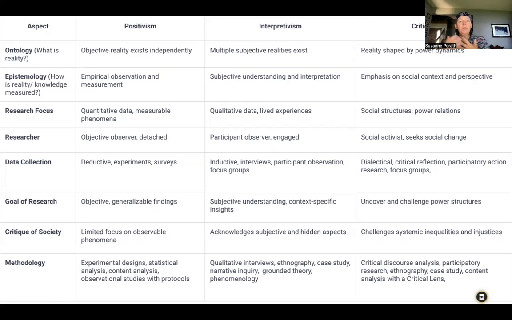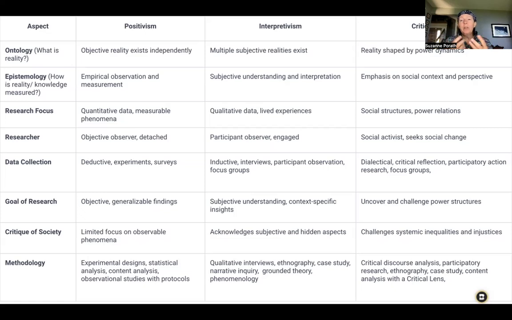Interpretivism says that it is subjective and it's being interpreted by the researcher. And so the reality of the participant and the reality of the researcher may not be the same thing. And so the researcher needs to work hard to make sure that their positionality is articulated clearly enough that they can see when the researcher's experiences are impinging on understanding the participants' experiences.